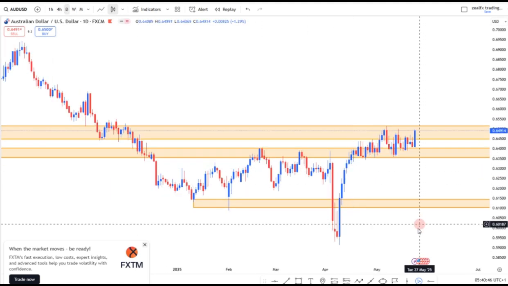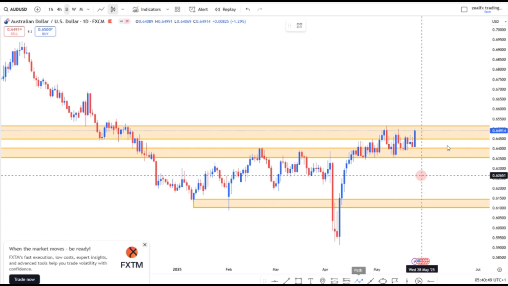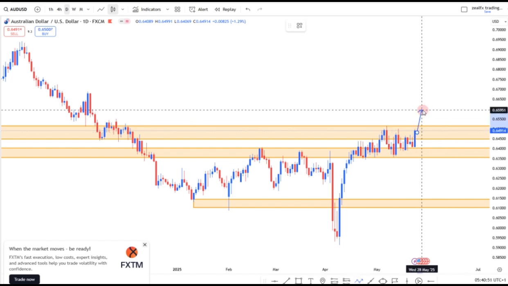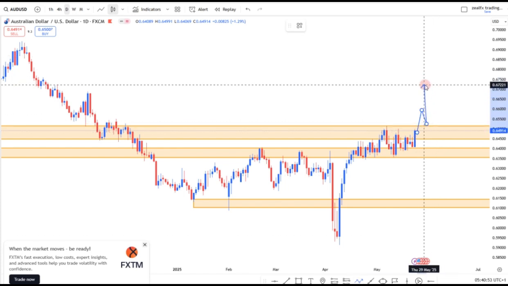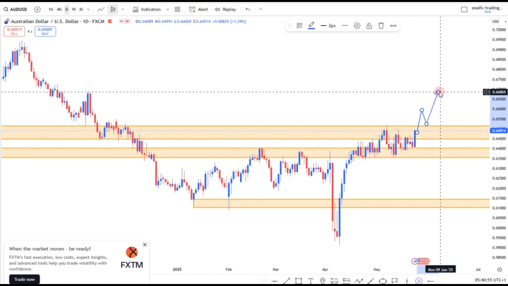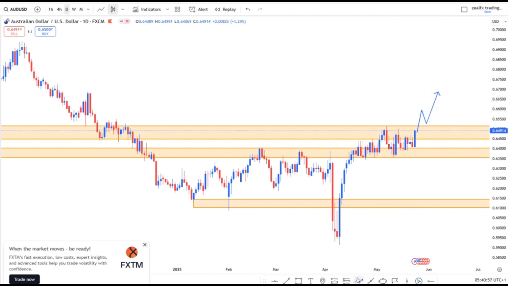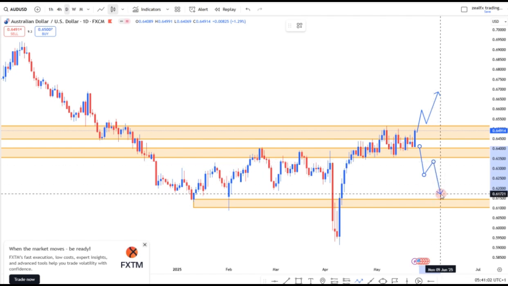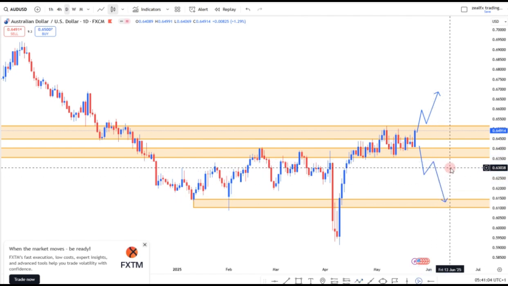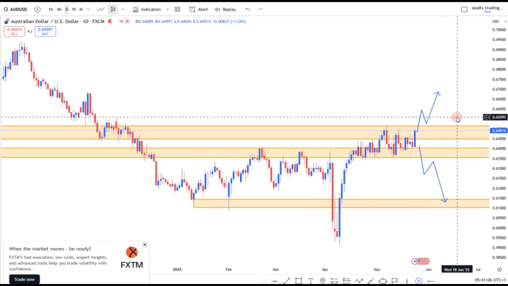So our scenario on Australia USD, we expect price to break out of this zone, then retest, and we look for a possible buying opportunity to this resistance level. Then for the sell scenario, we look for a break below this level and a retest, then we wait for a sell opportunity to the downside. So we still remain neutral on Australia USD this week.